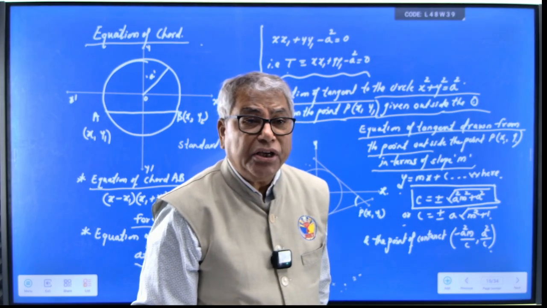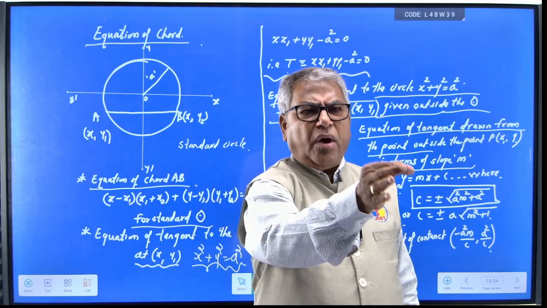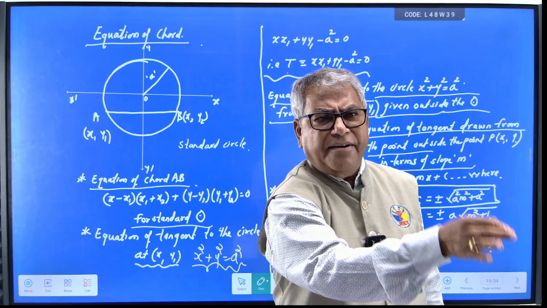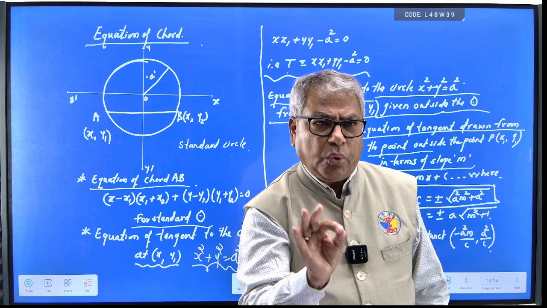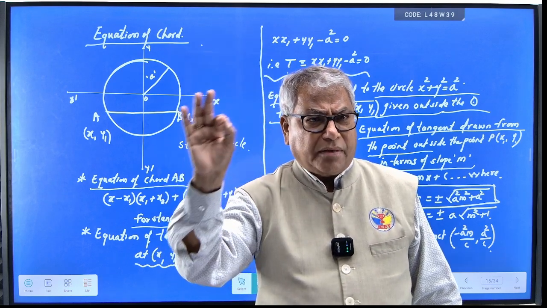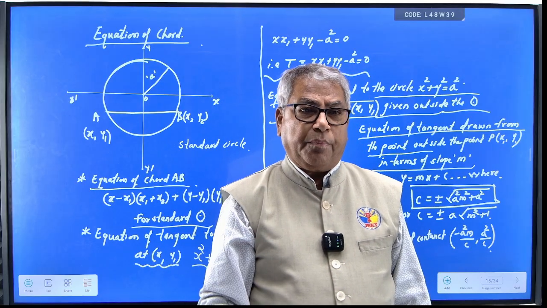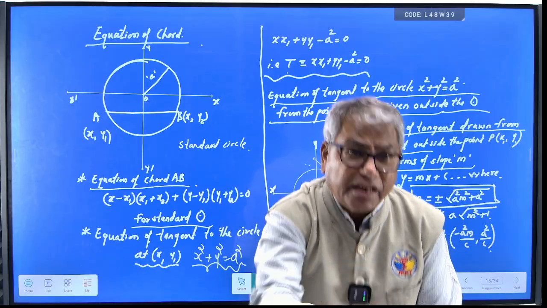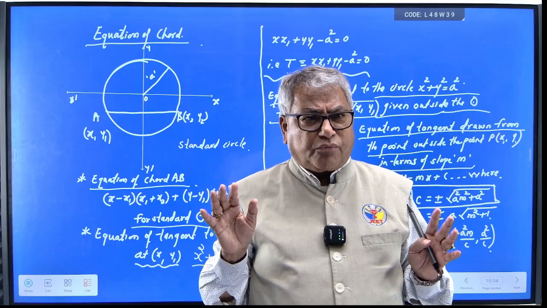What is called the condition of tangency? Any line y is equal to mx plus c is a tangent to the standard circle if c is equal to plus or minus root of a square m square plus a square. If you want to take a square common, a root of m square plus 1. It is called the condition of tangency. That means a line is given to you, say 2x plus 3y plus 4 is equal to 0.